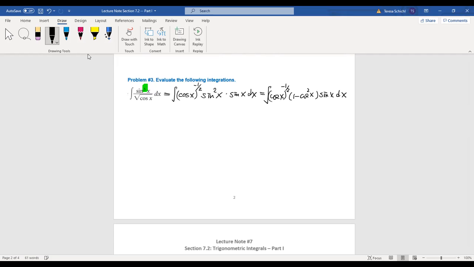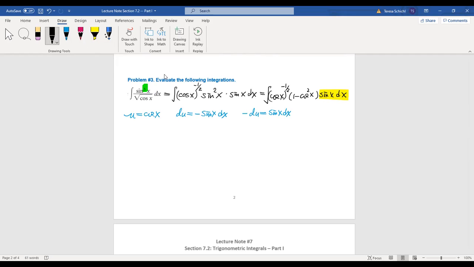I used the identity. So what is next? u-substitution. So I say u is equal to cosine x. Let's do du. Remember the du is what? It's negative sine x dx. I have a sine x dx here, so I can move the negative sign to the front. So negative du is equal to sine x dx. Correct?